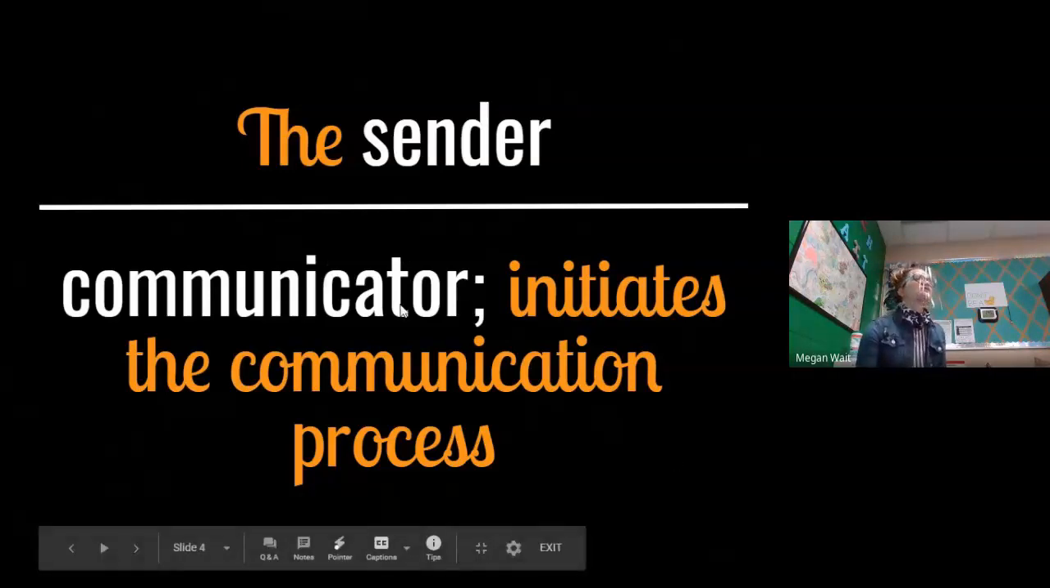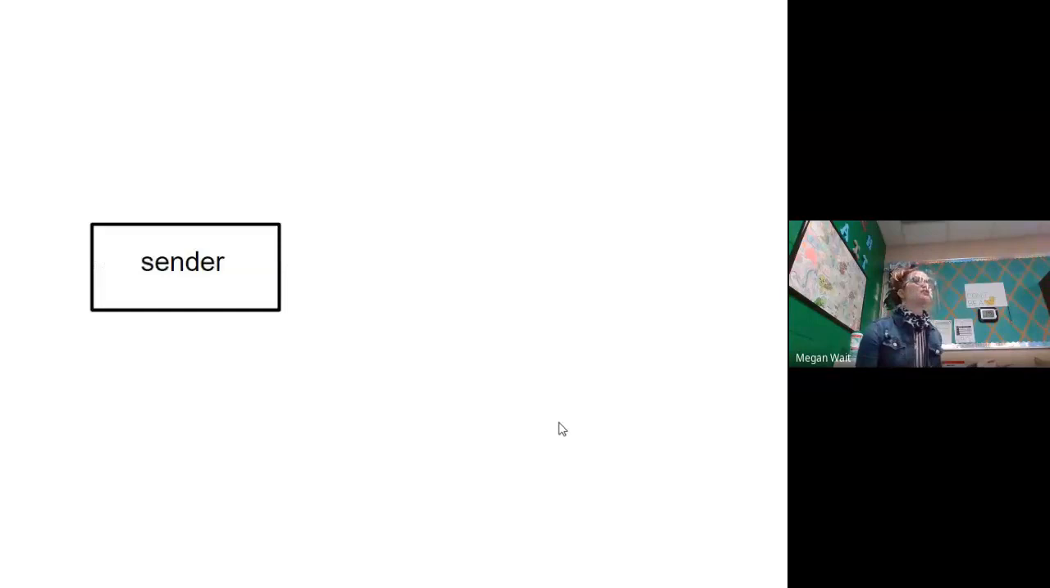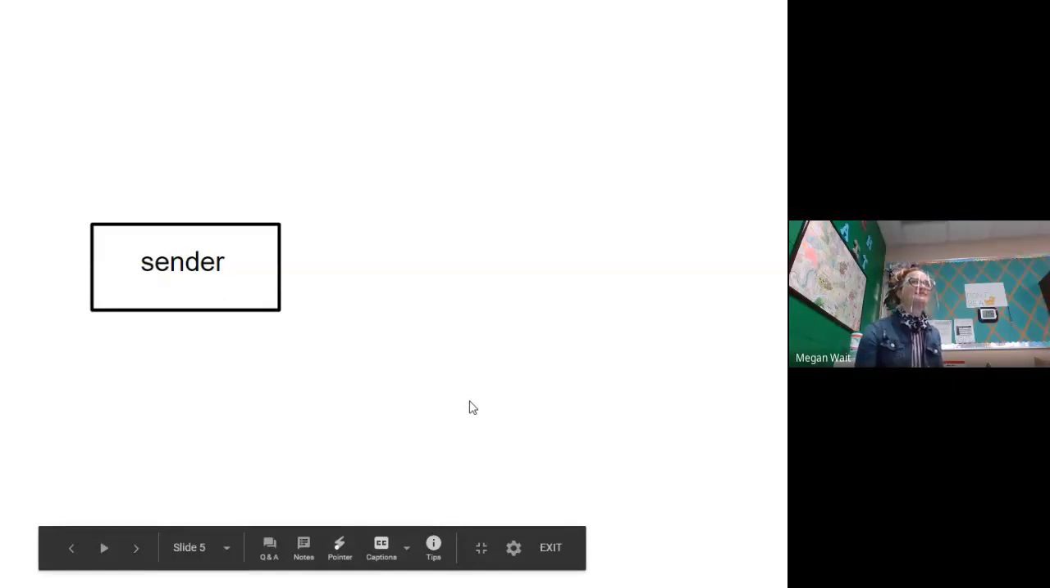Okay? So this is our sender. They're going to be the one who initiates the communication process. On our nice little sender-receiver model, this is them. Look at them. So this is our sender. There they are. Does everybody see our sender? We're going to keep adding to this nice little model as we go on.